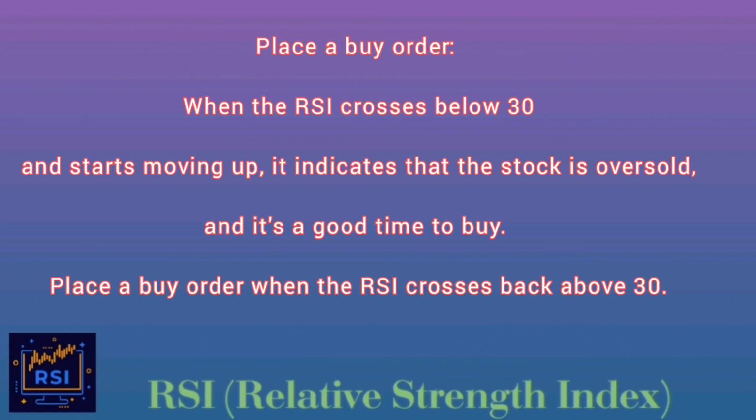Place a buy order. When the RSI crosses below 30 and starts moving up, it indicates that the stock is oversold, and it's a good time to buy. Place a buy order when the RSI crosses back above 30.